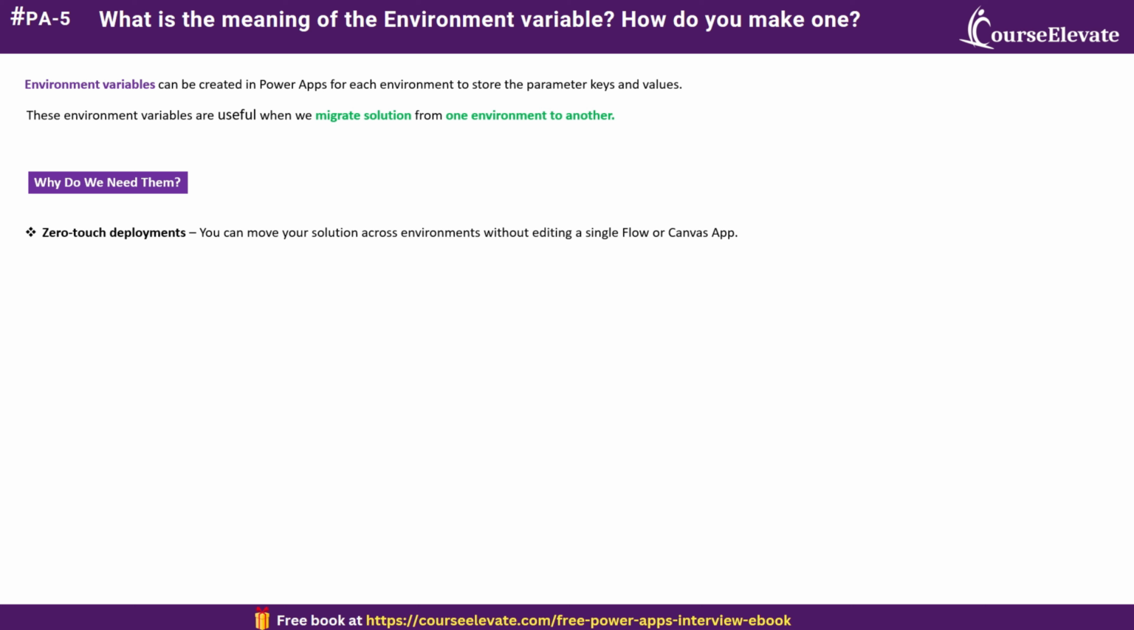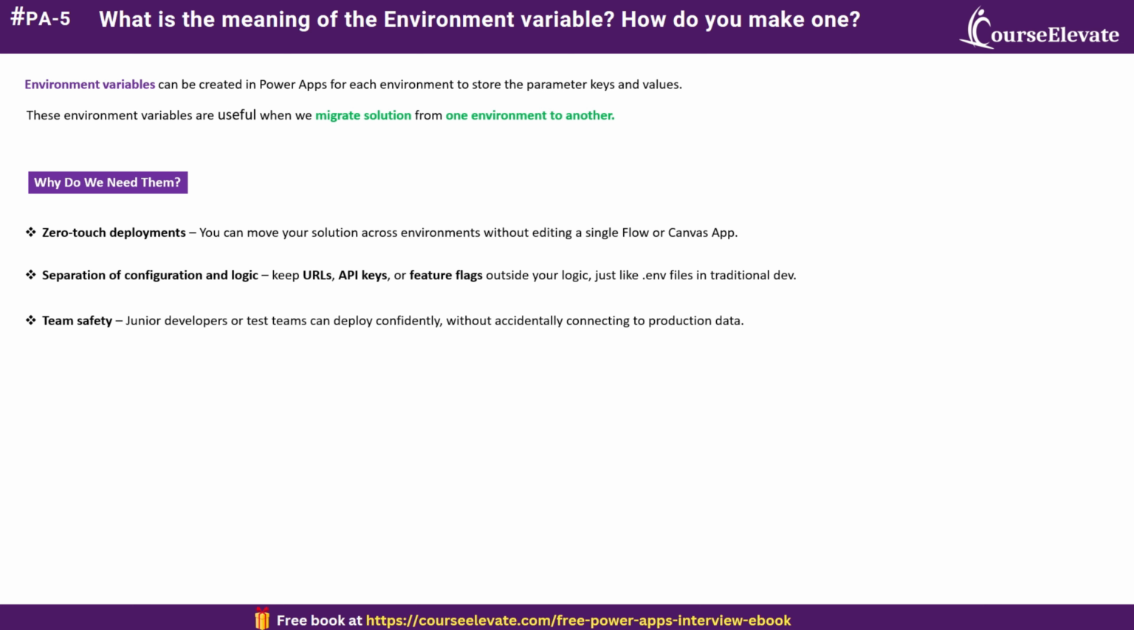The first is zero touch deployments. You can move your solution across environments without editing your Canvas app. Second is separation of configuration and logic. Your logic remains separate from the configurations, and your configuration can have URLs, API keys, or some feature flags. Third is team safety. Even junior developers can deploy confidently without accidentally connecting to the production data. Your production connection will be different from QA and dev.